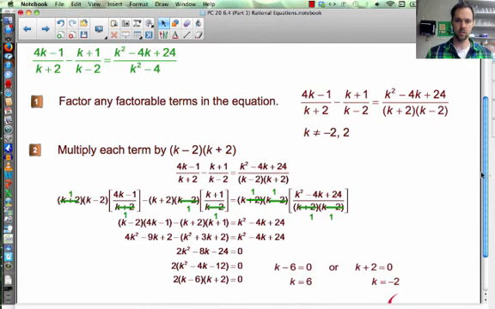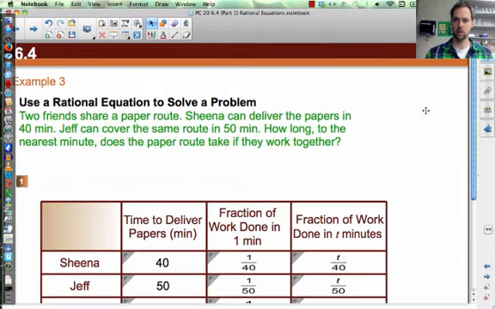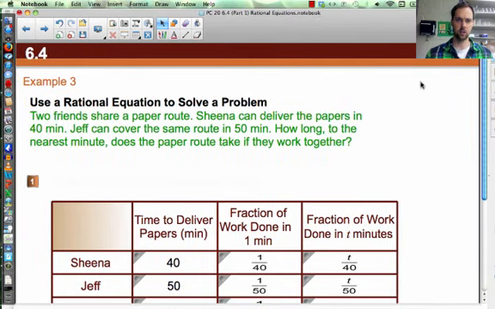It's kind of busy, but basically all we're doing here is we're taking every denominator and we're multiplying every term by every denominator, so that a whole bunch of things are going to cancel, and then we'll be left with a simpler expression. Alright, using rational expressions to solve a problem.